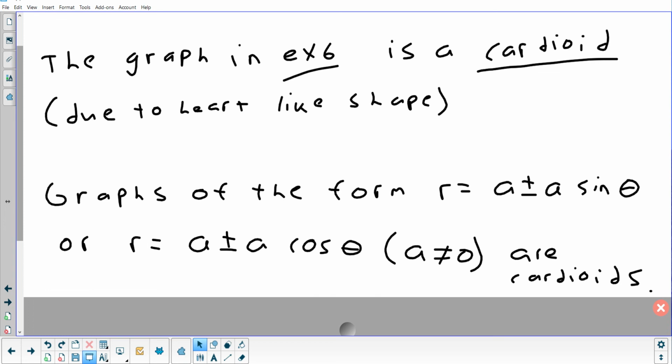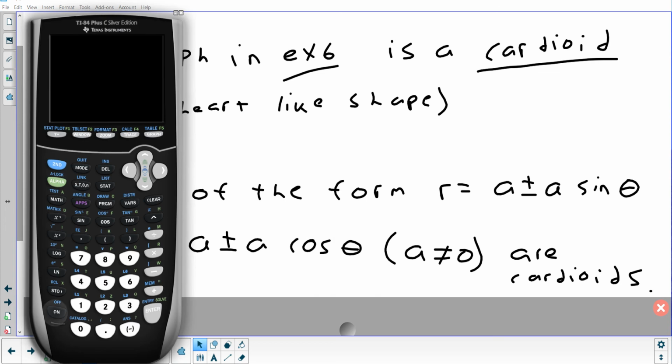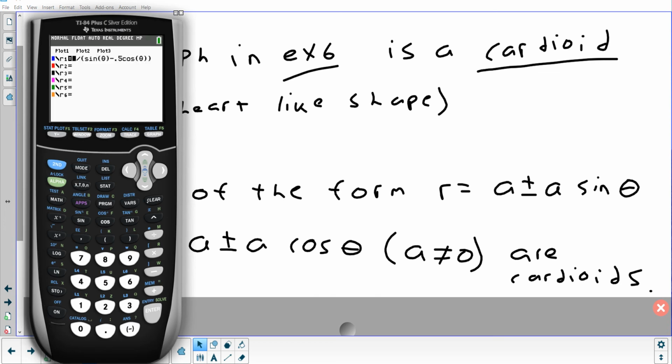All right, let's just try typing that in. What were the numbers for the cardioid? 3? So 3 plus 3 sine theta. A couple things you want to check. Let's do it in radians. So I need a full cycle, so I want to go 0 to 2 pi. How about my theta step? If I go from 0 to 2 pi by 2's, is that good?